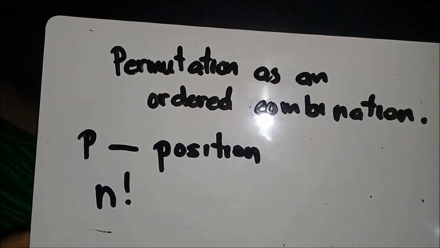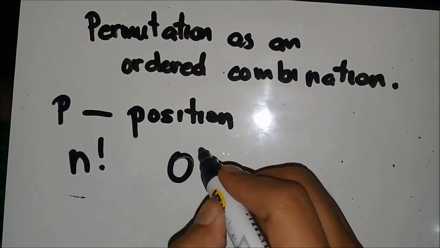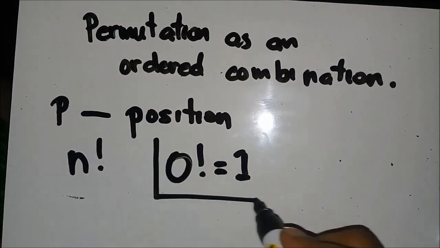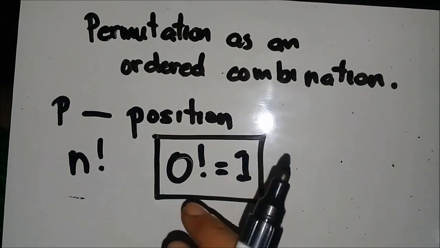So n factorial. This is the symbol for factorial, which means the product of all positive integers less than or equal to n. But take note, 0 factorial is equal to 1. You must take note of this convention. This is a globally accepted convention. Before we go further into permutation, let us understand and have some examples of factorials.